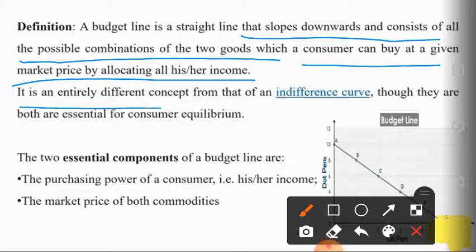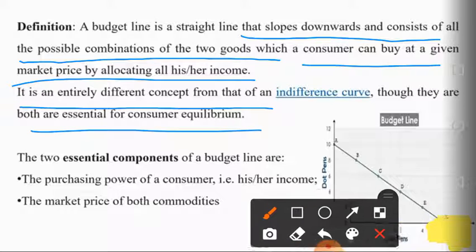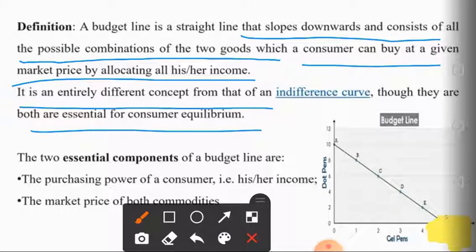It is an entirely different concept from that of an indifference curve, though they are both essential for consumer equilibrium. Indifference curve and budget line are both needed when we study consumer equilibrium under the indifference curve approach. So this is your budget line, and in it you can see there are again two goods, like dot pens and gel pens, and it is downward sloping. Two goods are there, but this line is touching the x and y axis. This is the difference, and here also we have different combinations of two goods.